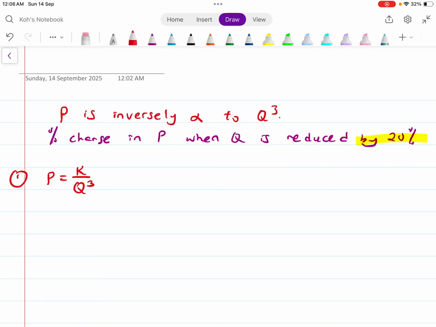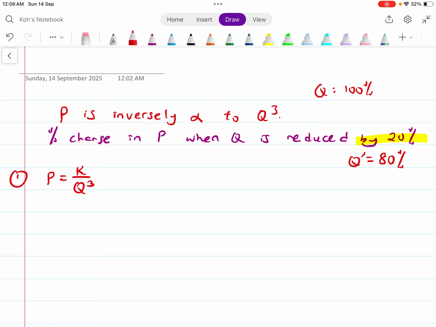Alright, let's go through this question. P is inversely proportional to Q cubed. What is the percentage change in P when Q is reduced by 20%? Initially, let's say Q is 100%. After reducing by 20%, the new Q, which I'll call Q prime, will be 80%.